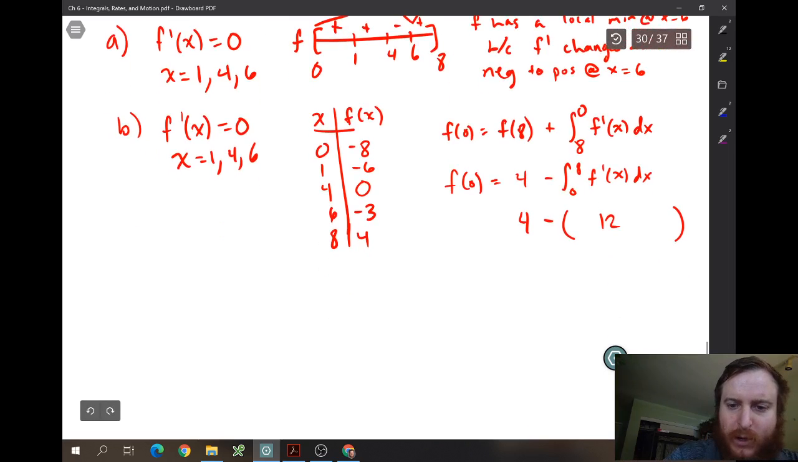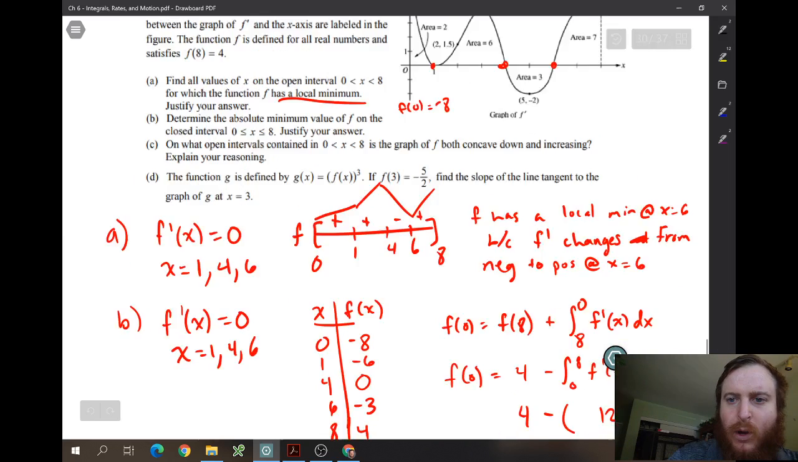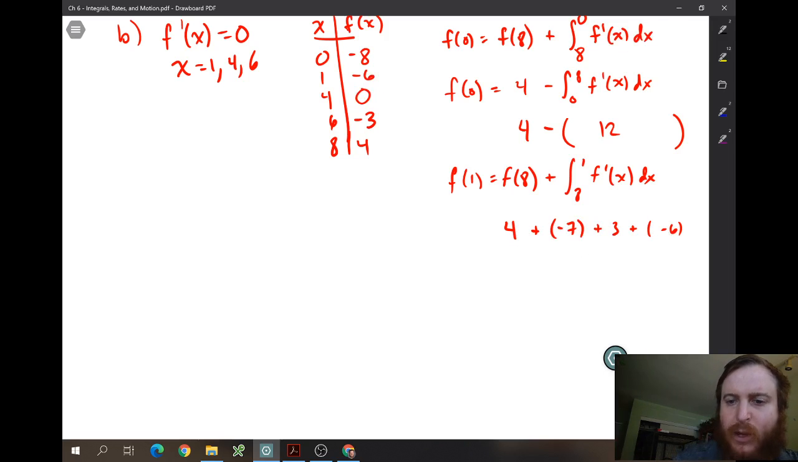If we had done it that way, it would have been f of 1 equals f of 8 plus the integral from 8 to 1 of f prime of x. And just to show you how to do it the backwards way, this would have been 4 plus, starting at 8 and going backwards, negative 7, positive 3, and negative 6 until I hit 1, right? Because we're going backwards, so 4 plus negative 7 plus 3, and then plus negative 6. The 7 and negative 7 cancel out. We get negative 6, which is the answer we had. So that's just a few different ways to look at it.